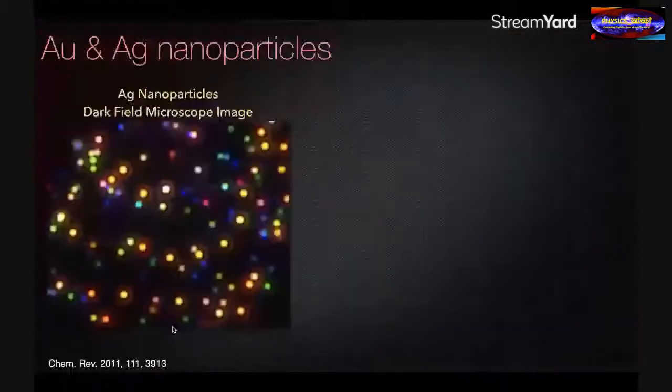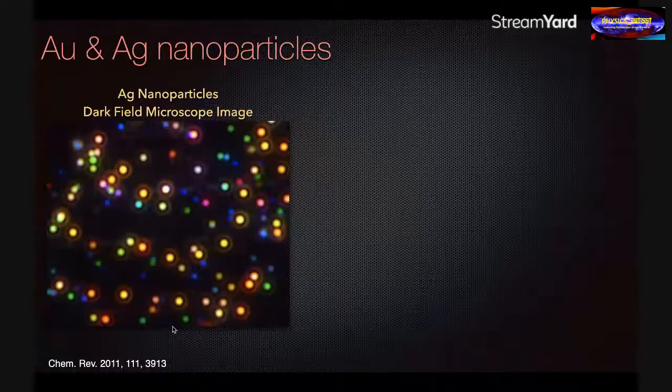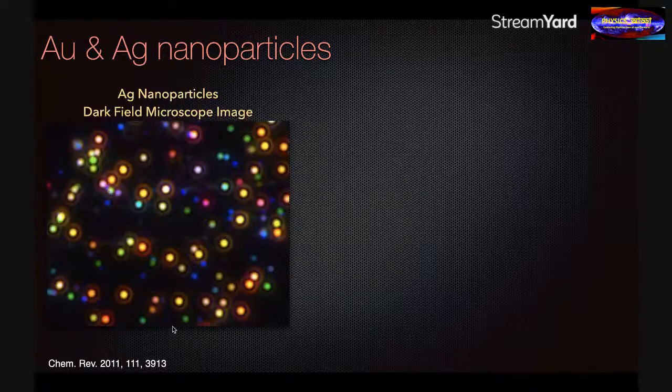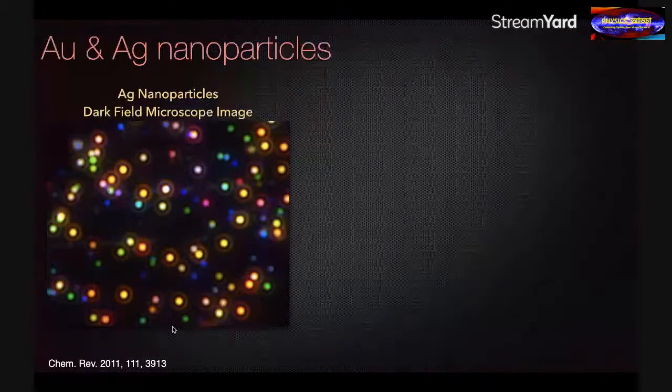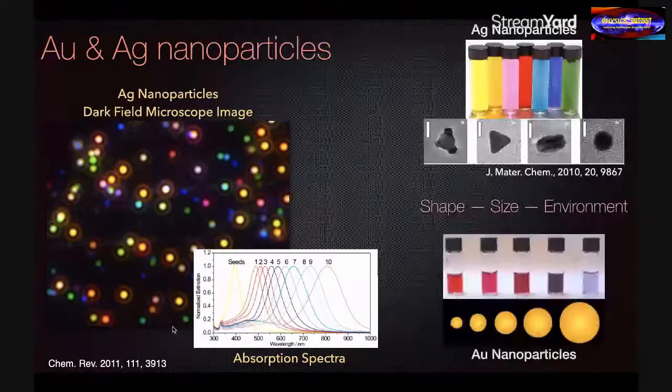Just to prove the point that I am not joking, and that this is actually possible, this is a real research image of silver nanoparticles. It's called a dark field microscopy image, from the journal which I have referenced at the bottom. Okay, and you can see the same silver nanoparticles of different sizes and shapes can give you brilliantly different colors. And these are the absorption spectra of these.